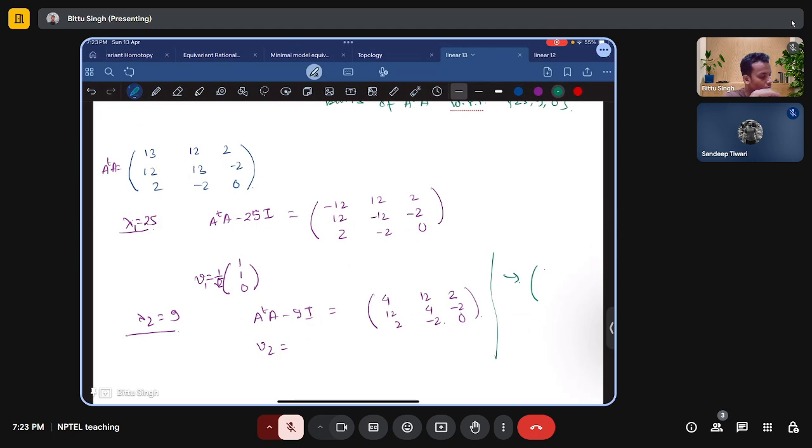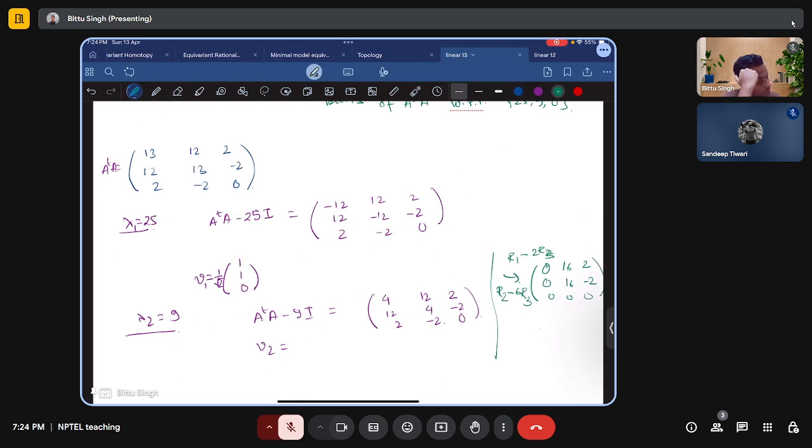Subtract 4, that will be 0. Plus 4, that is 16. This is 2. Now 12 minus 12, which is 0. So we are doing R1 minus 2R2 and 2R3, and R2 minus 6R3. So plus 12 against 16, and this is minus 2, 0, 0, 0.